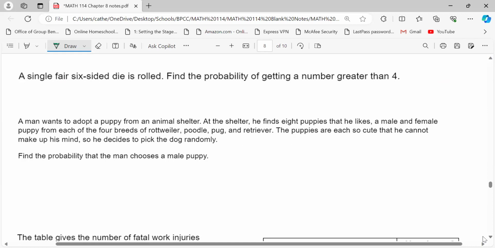A single fair 6-sided die is rolled. Find the probability of getting a number greater than 4. So on a regular die, you have numbers 1 through 6, so you have a total of 6. Does greater than 4 include 4? No, greater than 4 is the numbers 5 and 6, which are 2 possibilities. So there's a 1 in 3 chance or probability that you roll a number greater than 4.